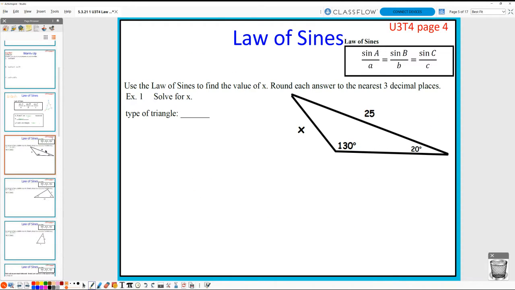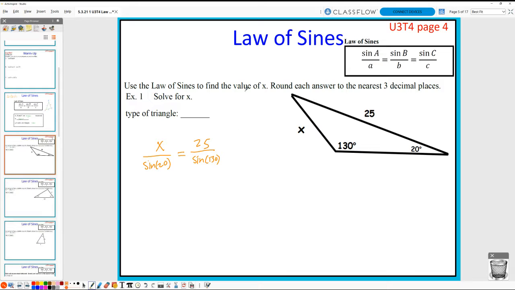So personally, now it doesn't really matter if you're cross multiplying anyway, but personally, I like to have my variable in the numerator. So I'm going to do x over sine of 20. That should equal, now this is a side, so 25 over sine of 130.